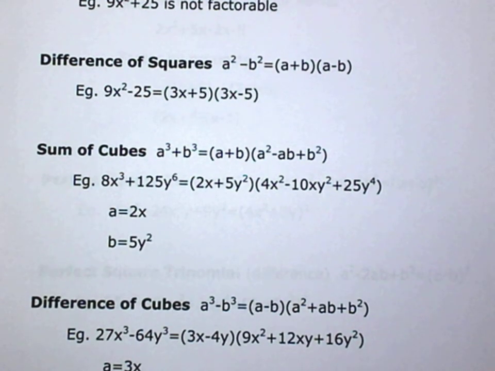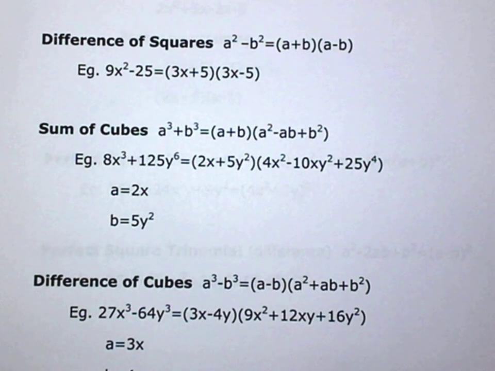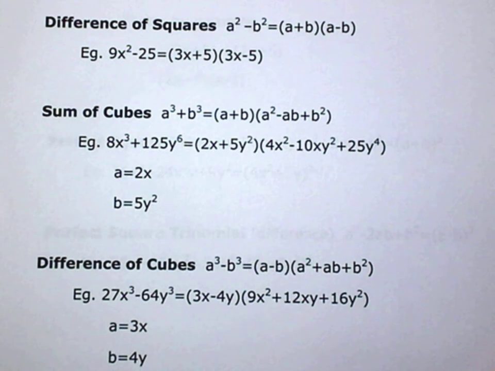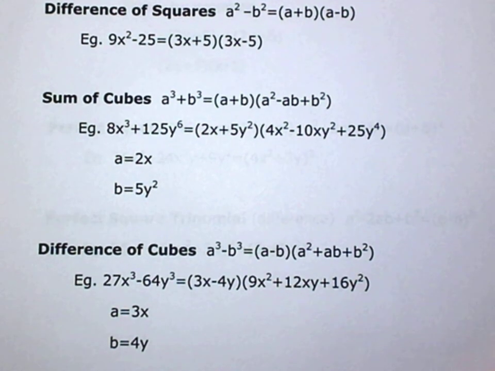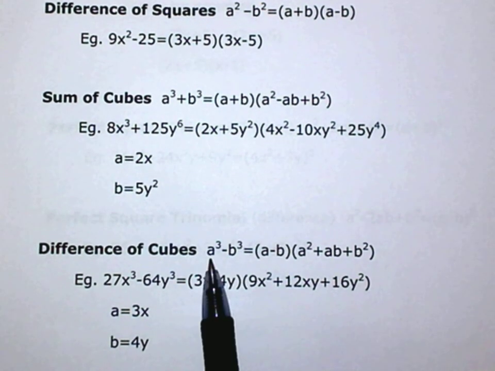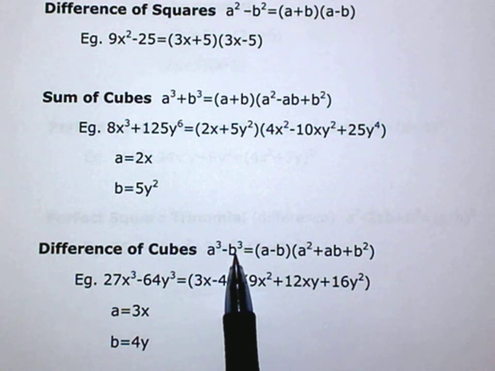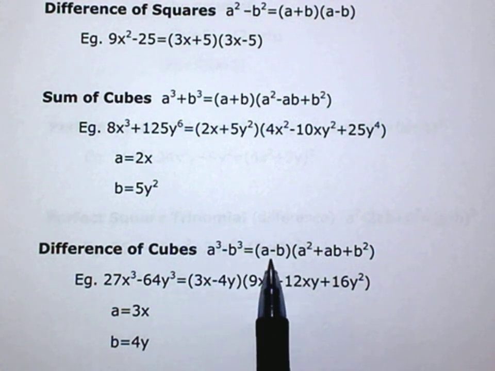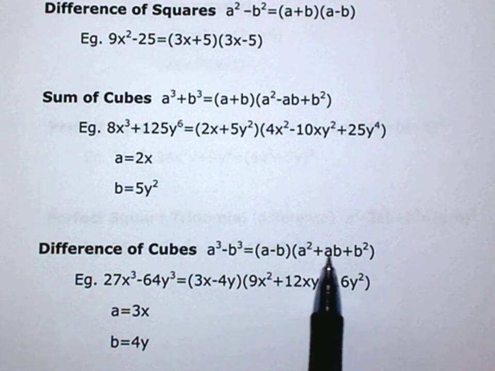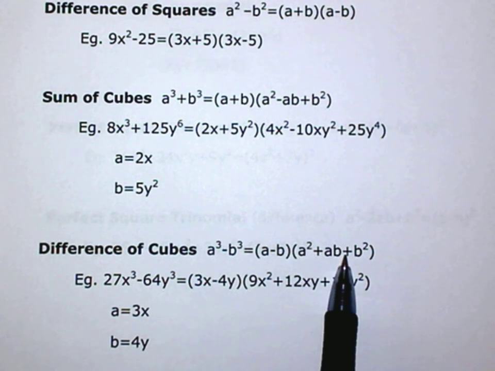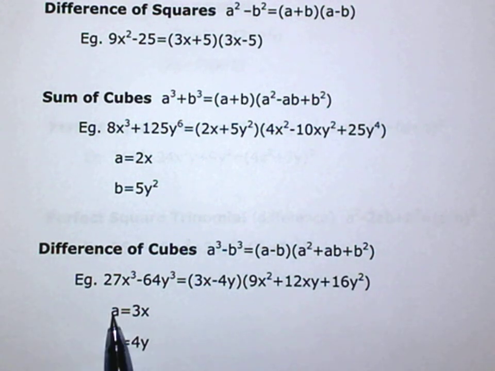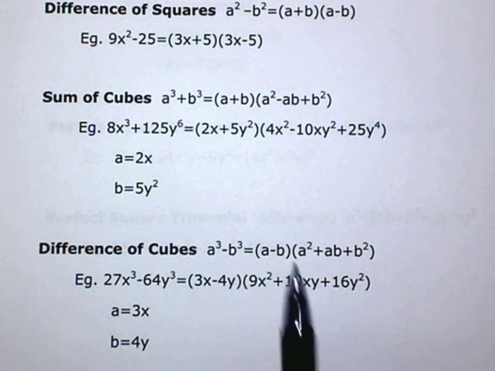And the last kind of binomial is the difference of cubes, which is very similar to the sum of cubes, except that we have a perfect cube minus a perfect cube, and the signs in our formula are a little bit different. Otherwise, it's very similar. A is the cube root of the first term, b is the cube root of the last term, and we simply plug those into our formulas.